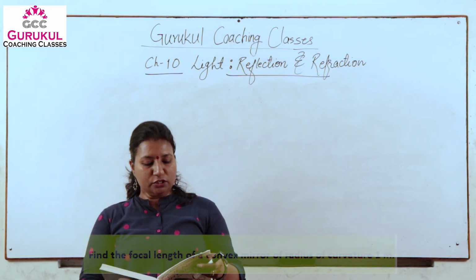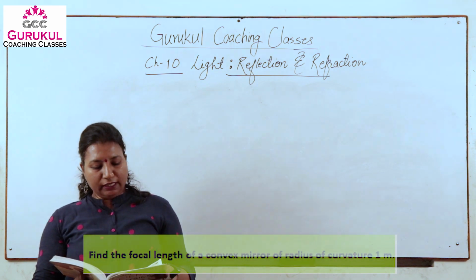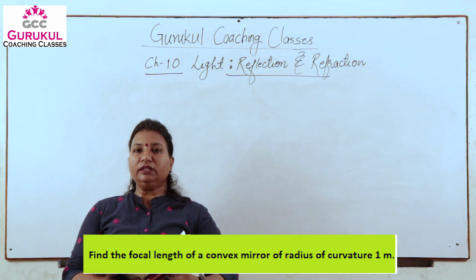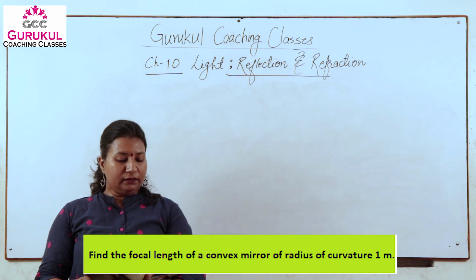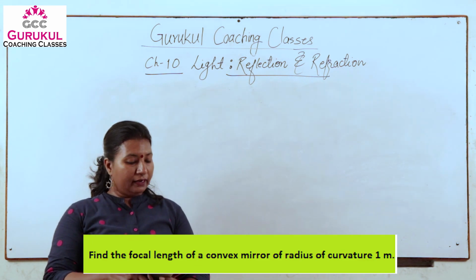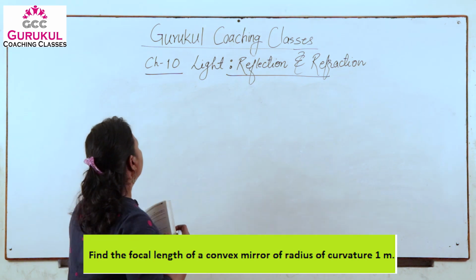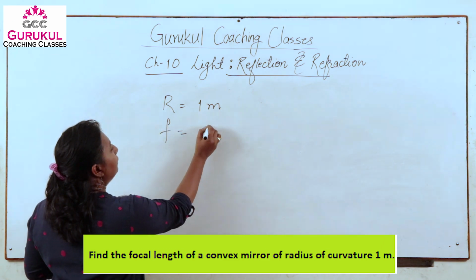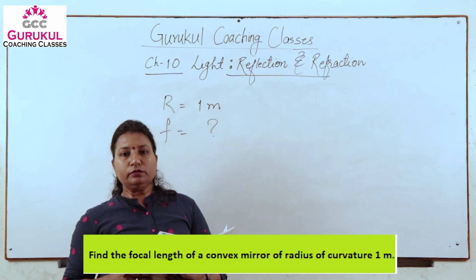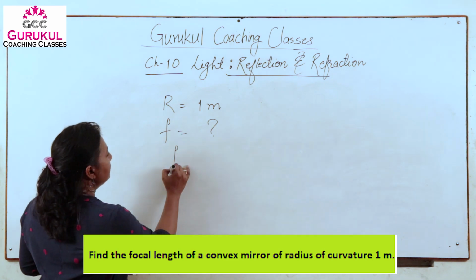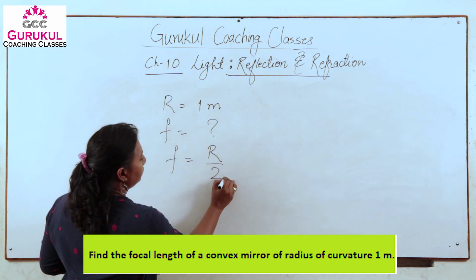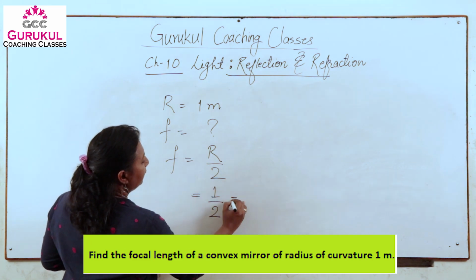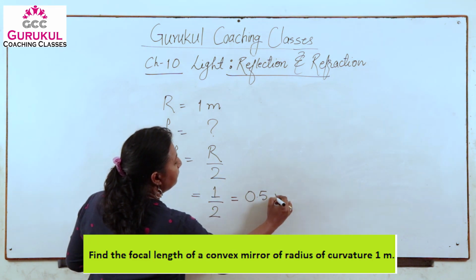The first numerical is: find the focal length of a convex mirror of radius of curvature 1 meter. In the numerical, we have to find the focal length and the radius of curvature is given, 1 meter. So we will use the formula f is equal to r by 2. r is 1, so we will write 1 by 2, that is equal to 0.5 meters.